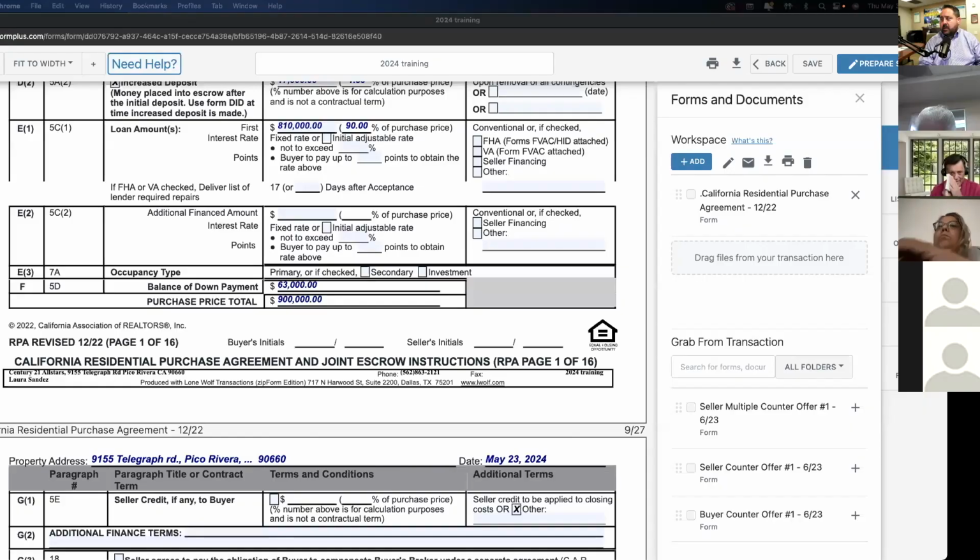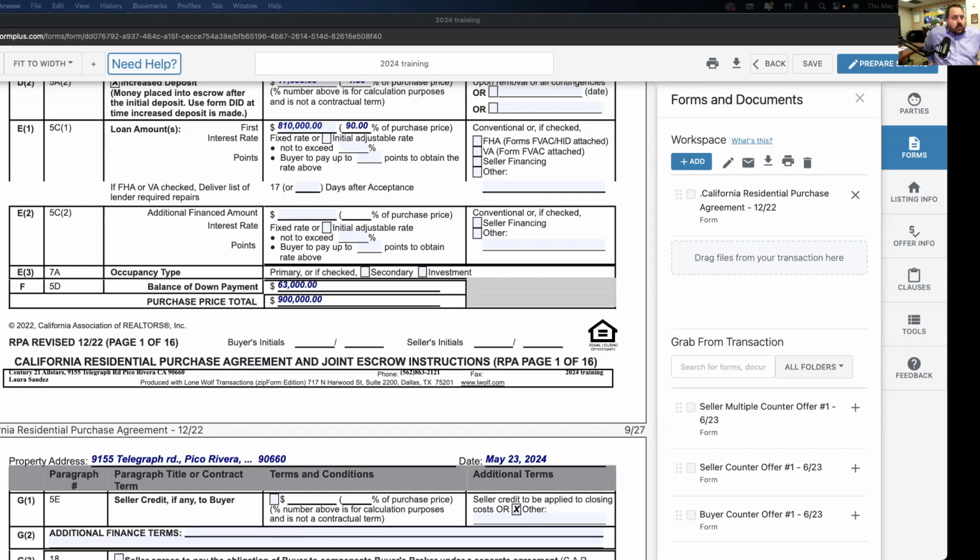So we're going to continue where we left off last week. We were right in the middle of, I think, the financing, talking about loan amounts and how we fill that out. So we're going to jump in right there again. And you should be looking at right now the paragraph 3E1 where we were doing the financing.